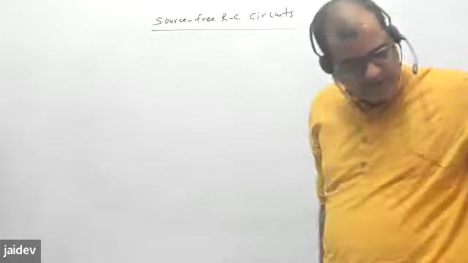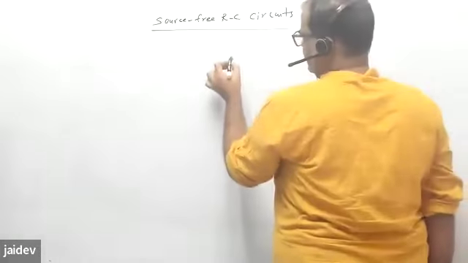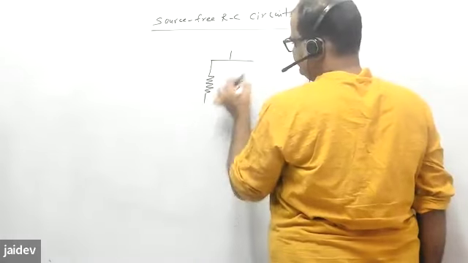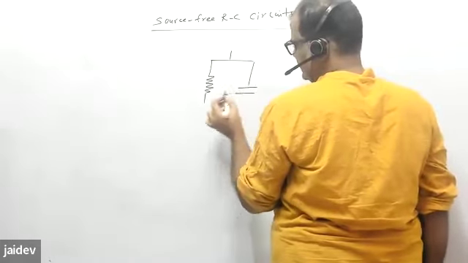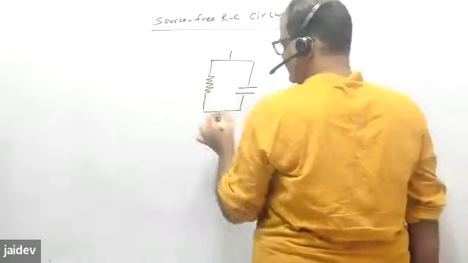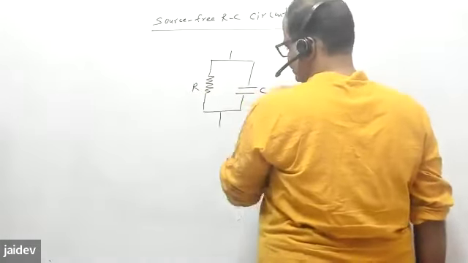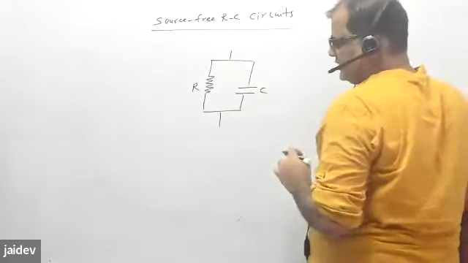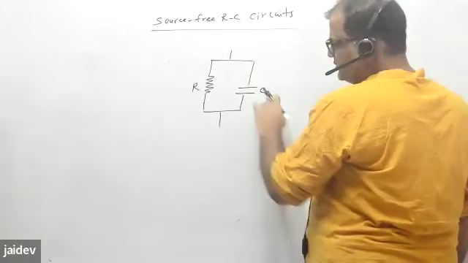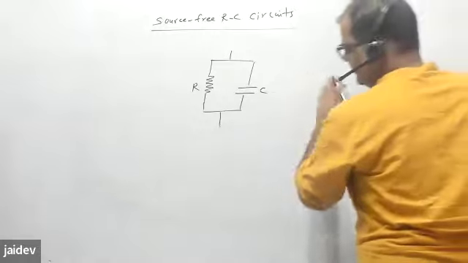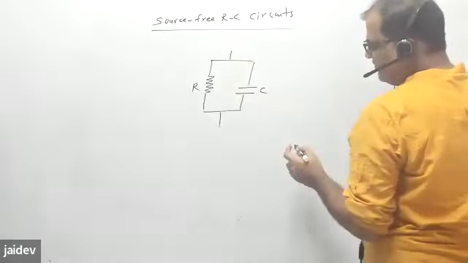as I discussed yesterday, you have a resistance R and you have a capacitor, and they are in parallel. And now you will apply voltage, the capacitor will be charged, and now suddenly you remove the source, so the capacitor will start discharging, and that circuit will show transient behavior.